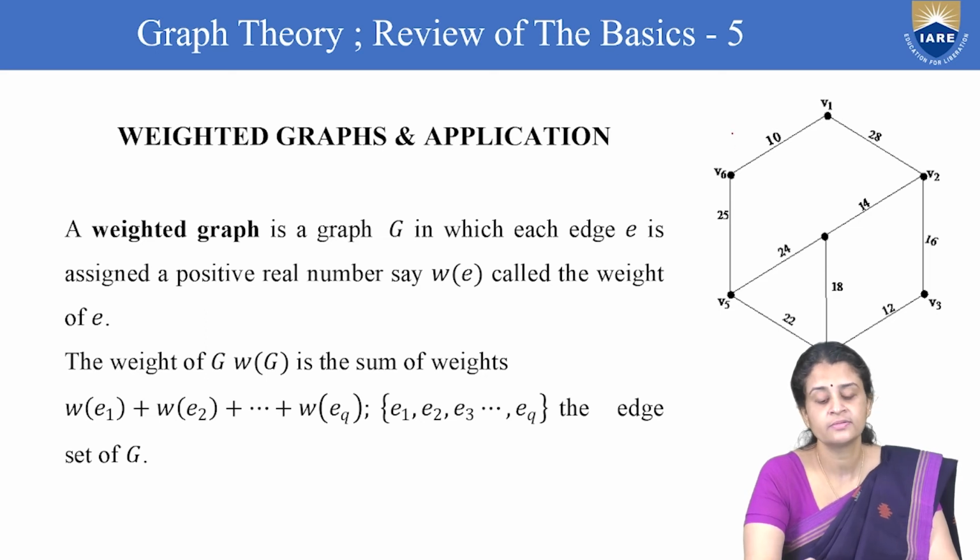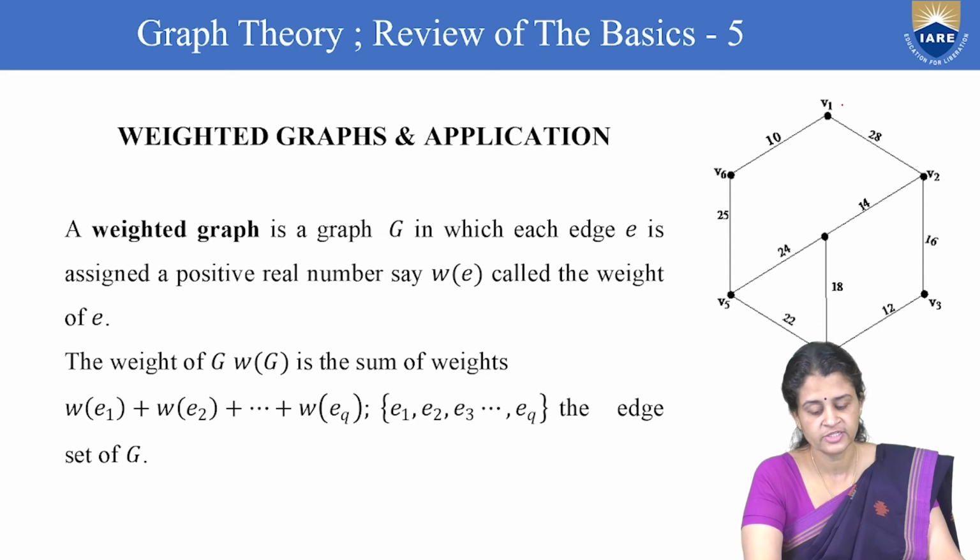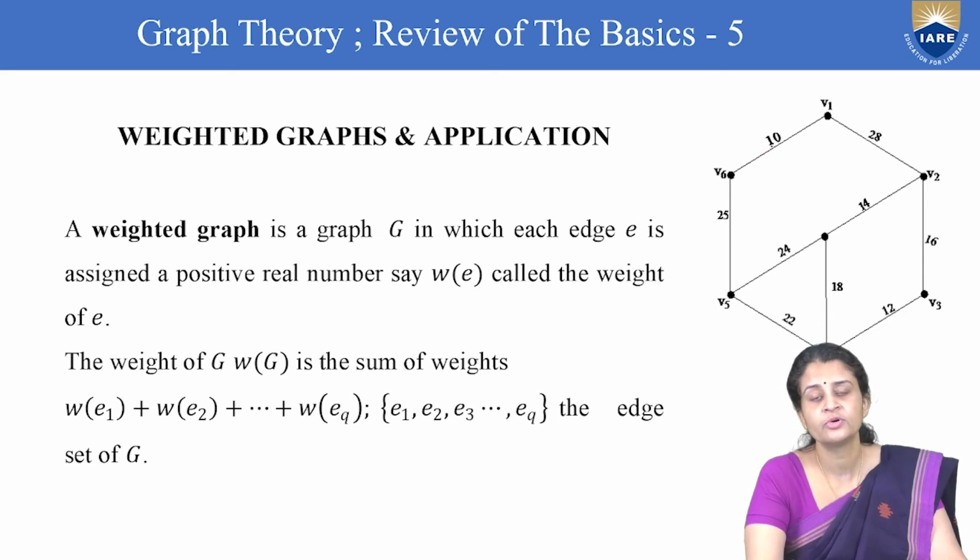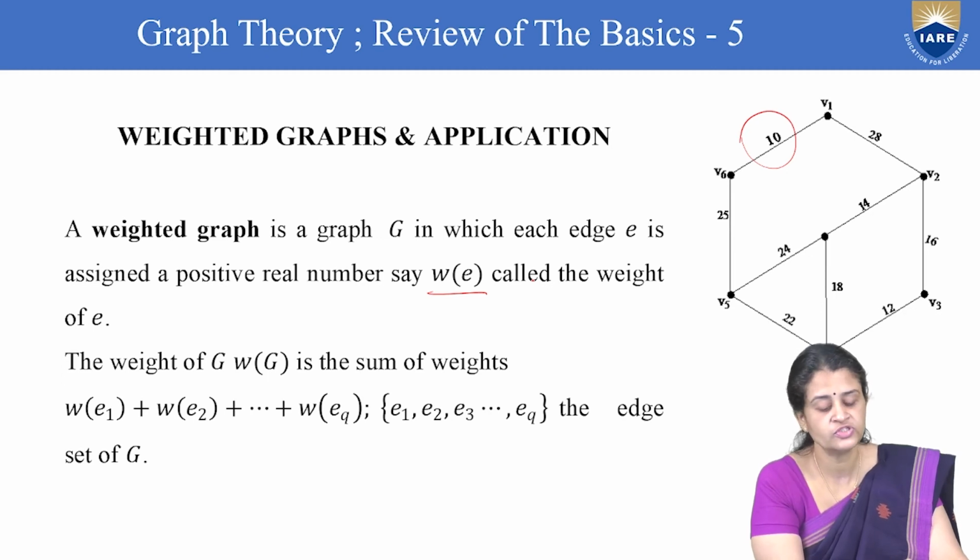Suppose there are vertices V1, V2, V3, up to V6, and they are connected like this with edges. If I am assigning a positive real number to each edge, that positive real number is termed to be the weight of that edge, and it is denoted by W of E. And the weight of the graph, W of G, is the sum of weights.